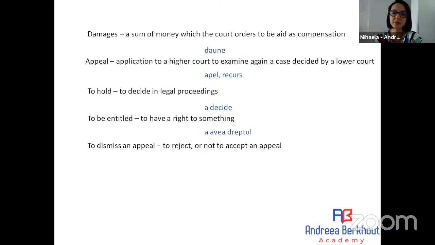To dismiss an appeal, we have the word appeal a little bit higher, which is to appeal for re-examination of a case. And then to dismiss would mean to reject or not to accept an appeal. The word dismiss here would be the important word in this phrase, okay, because we already know appeal. So to dismiss, to reject, or not to accept. Și în română, a respinge un recurs sau a respinge un apel.